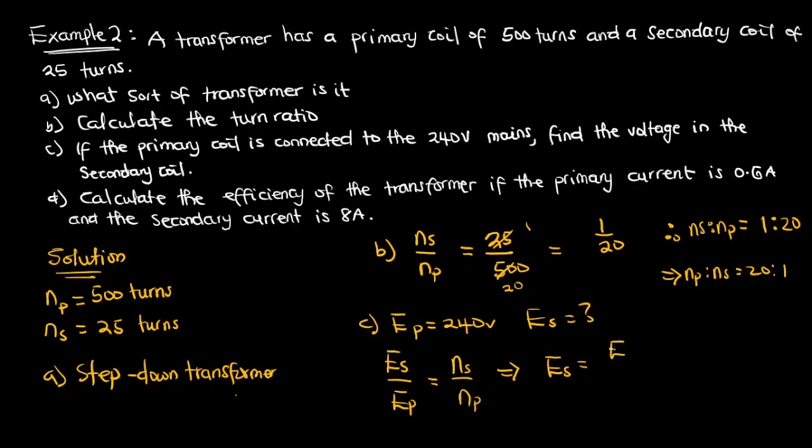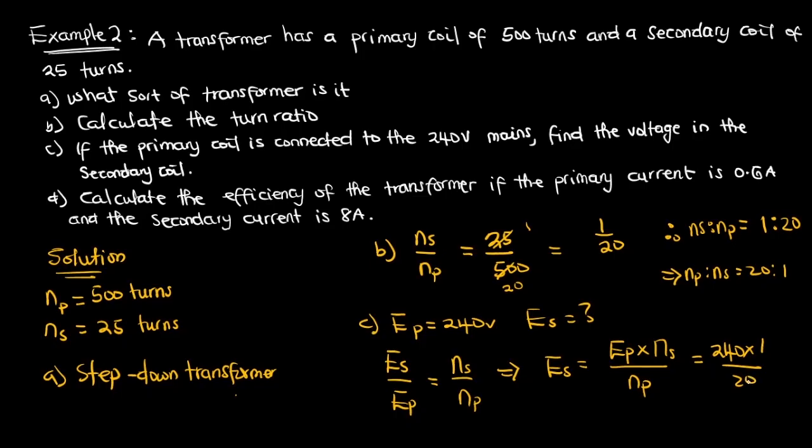So we'll have EP multiplied by NS, this and this. So we'll divide it by NP. So that is it. This will be equal to our EP, 240 volts, multiplied by the number of turns in the secondary, which in terms of ratio, the NS is 1. So we'll use 1 over here, over the number of turns in the primary, NP, which is the 20 at the bottom here.